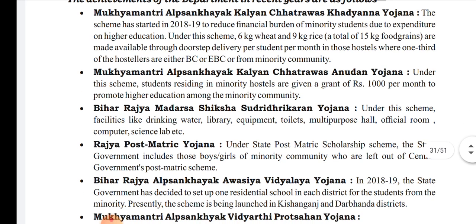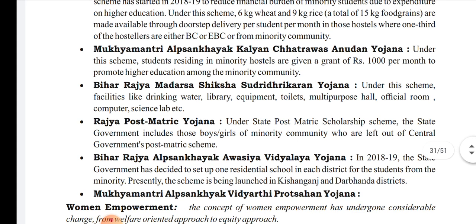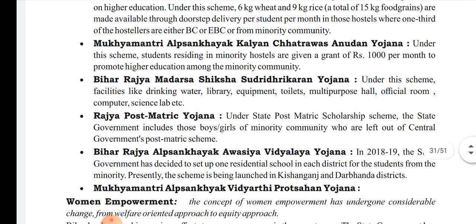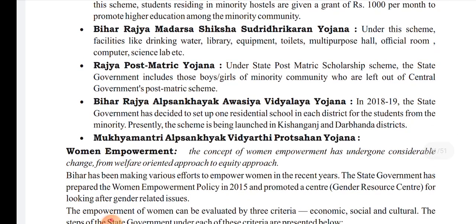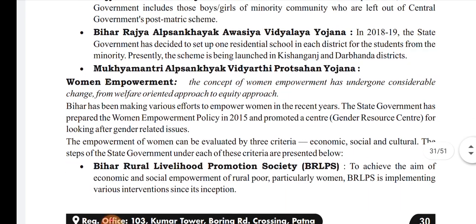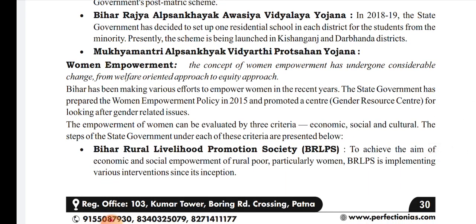Then we have Mukhyamantri Alpasankyak Kalyan Chhatravas Anudan Yojana, again for rupees 1,000 per month to promote higher education. Then we have Bihar Rajya Madarsa Shiksha Sudharikaran Yojana. You can just go through these particular texts. There's nothing much important over here. What you need to know is the initiation year, like in what year this particular program was started, if the text gives that. Then, last but not least, is the section on women empowerment.